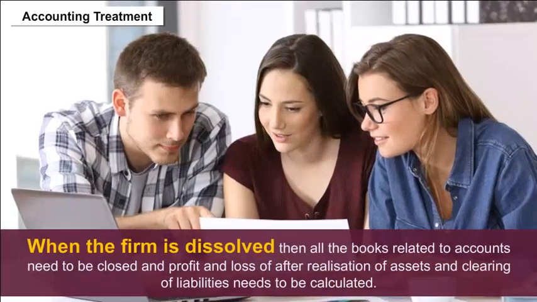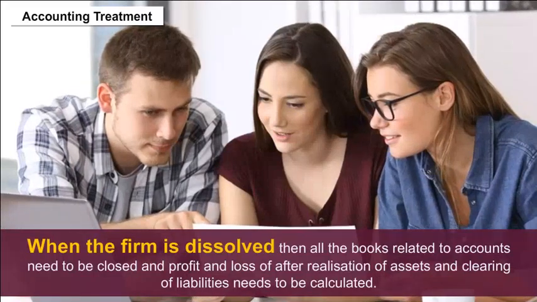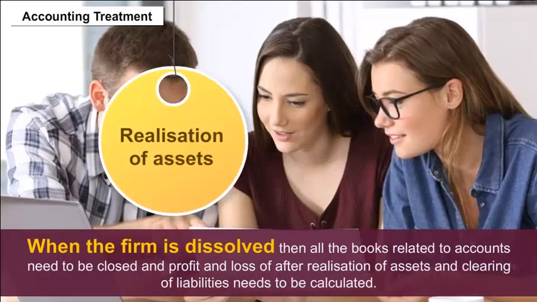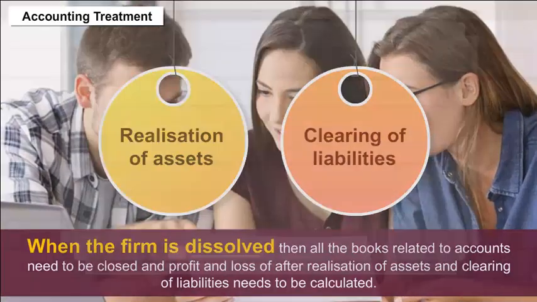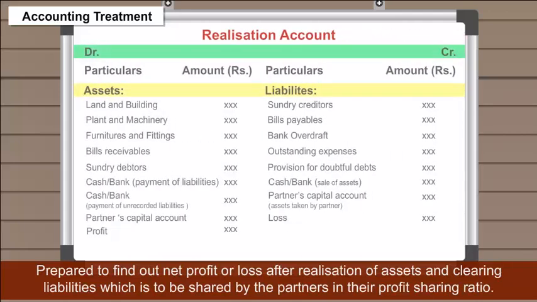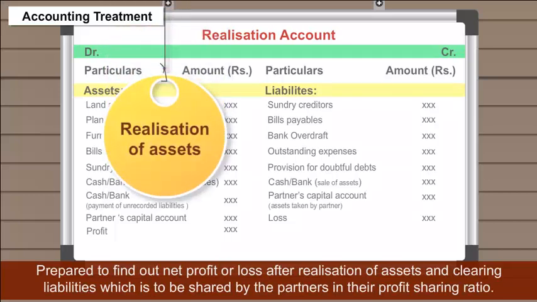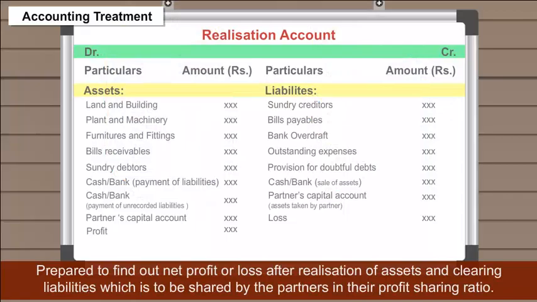Accounting treatment. When the firm is dissolved, all the books related to accounts need to be closed, and the profit and loss after realization of assets and clearing of liabilities needs to be calculated. We have learned earlier also that a realization account is to be prepared to find out the net profit or loss after realization of assets and clearing liabilities, which is to be shared by the partners in their profit-sharing ratio.